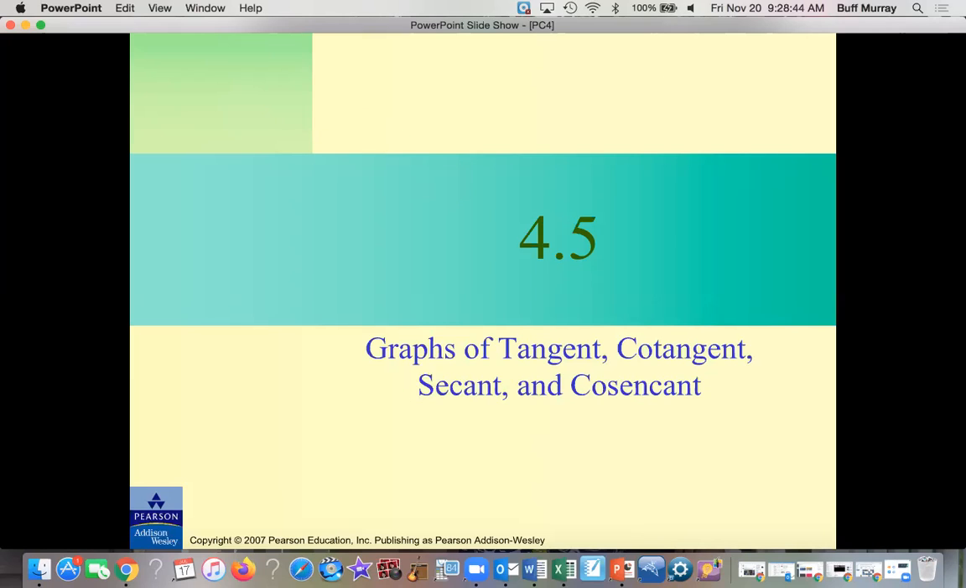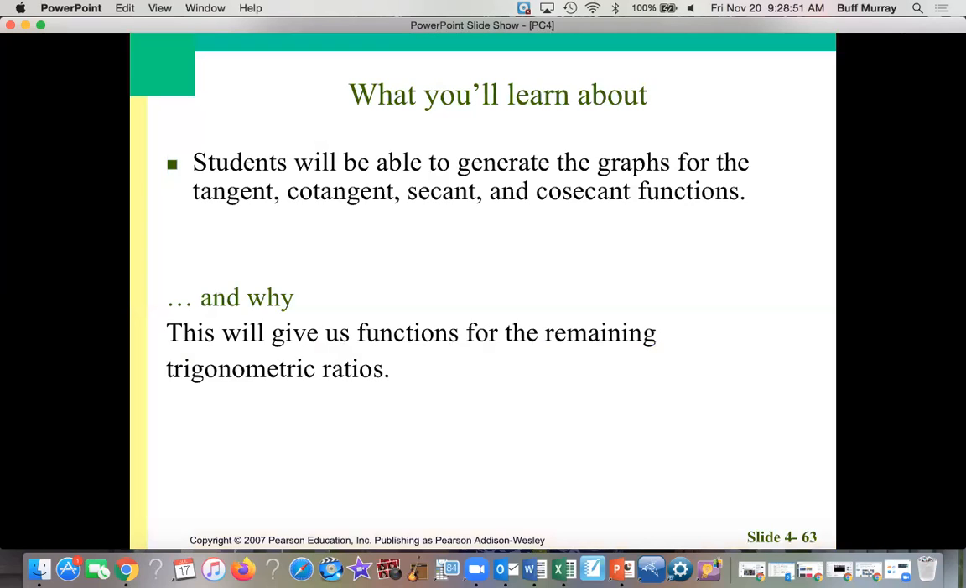So hearing no questions, we're going to get started into section 5, which is about the other 4 graphs. Students will be able to generate the graphs for tangent, cotangent, secant, cosecant. Those are options on Desmos. But once again, all 4 of those graphs really come from those 2 we talked about yesterday. Those 2 are the foundations for those.